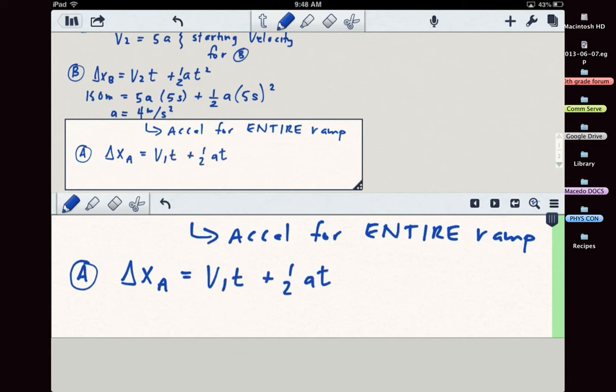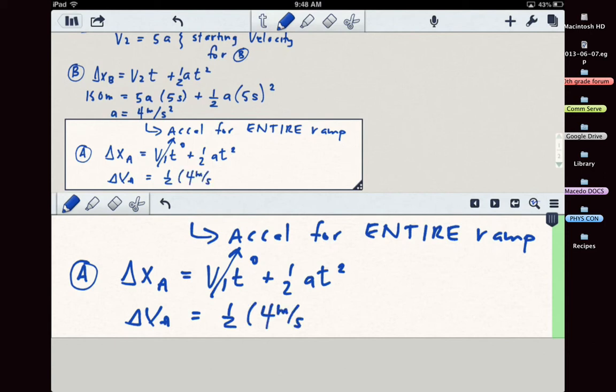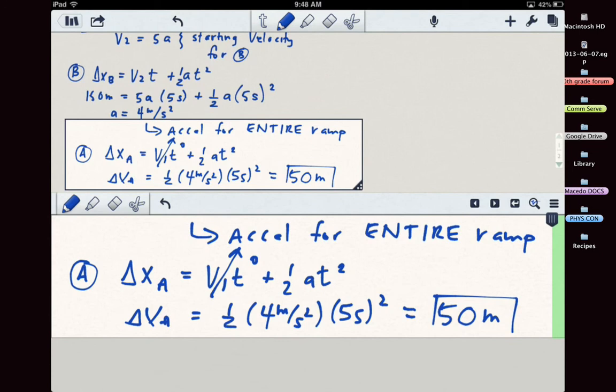This equation is a little easier since the ball starts from rest. This first term goes away. And delta x A equals 1/2 times 4 meters per second squared times 5 seconds squared, and that's 50 meters. And you're done. This is the end of number 69 from chapter 2.